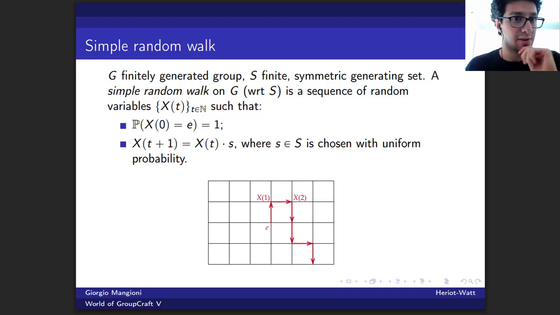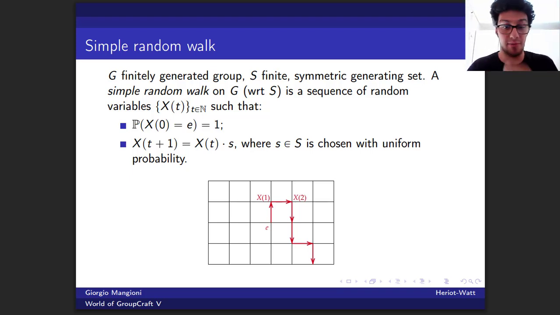So the first quotient I want to talk about is the quotient by random walks. So you start with a finitely generated group, any group you like. You take hopefully a finite symmetric generating set, and you define a simple random walk on the group as a sequence of random variables that start from the identity of the group, and at every step you start where you were at the previous step, and you choose at random one of the generators and you move in that direction.